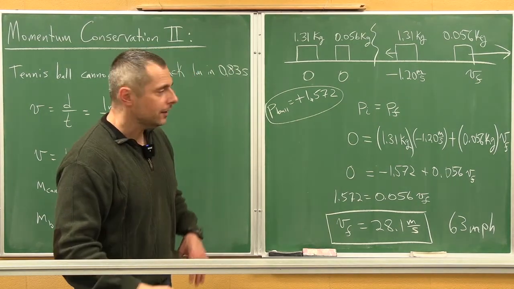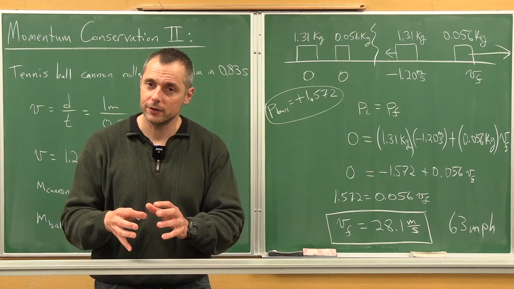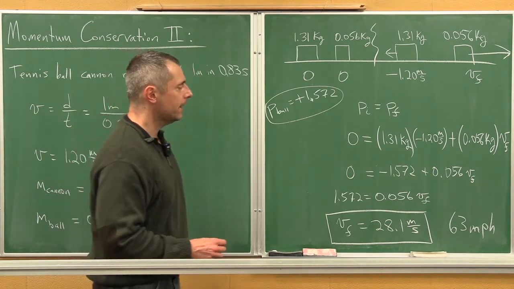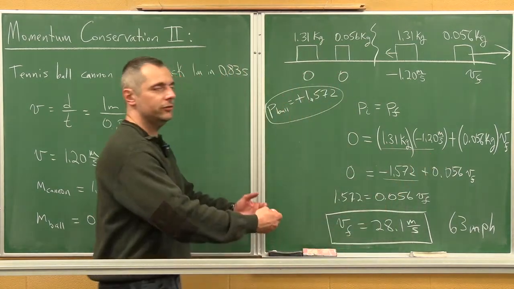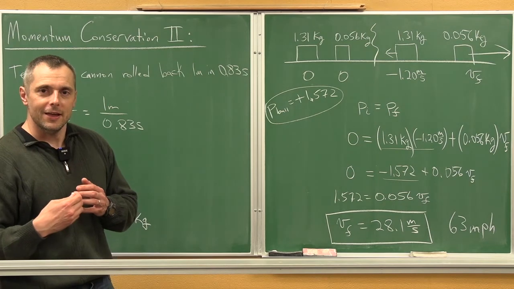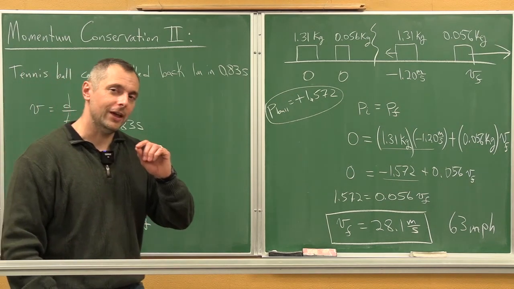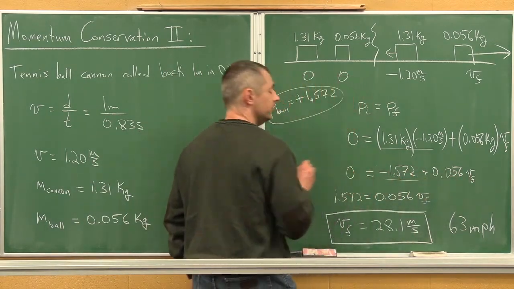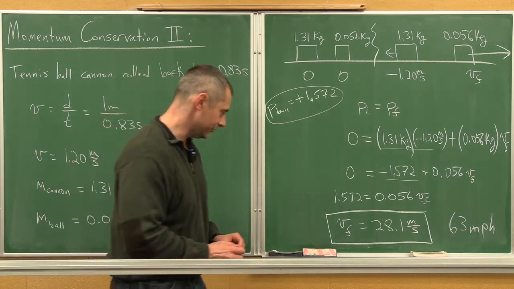How do I know that? Momentum of the system was 0 before. What was it after? 0 after, Pi equals Pf. If the cannon had a negative 1.572, backwards, the only way for momentum to be conserved is for the ball to have positive 1.572, so they add to 0 after, just like before. Okay, so a little concept there.